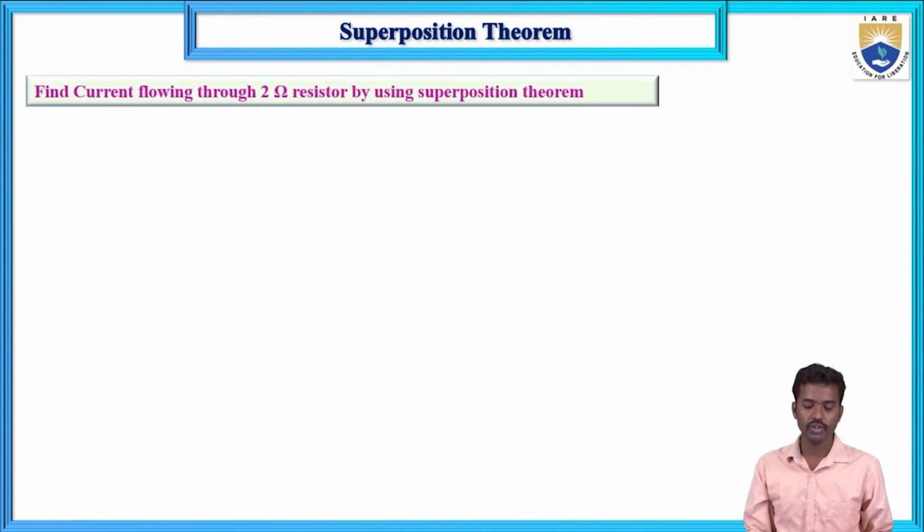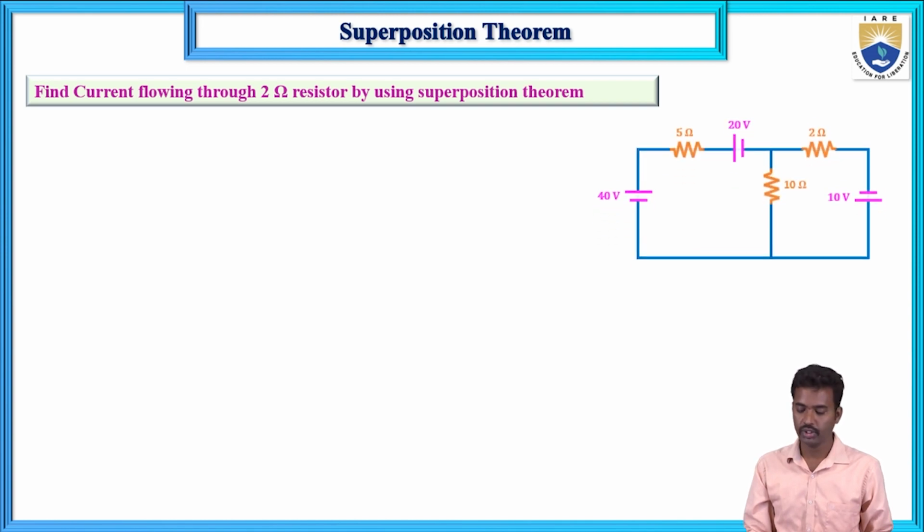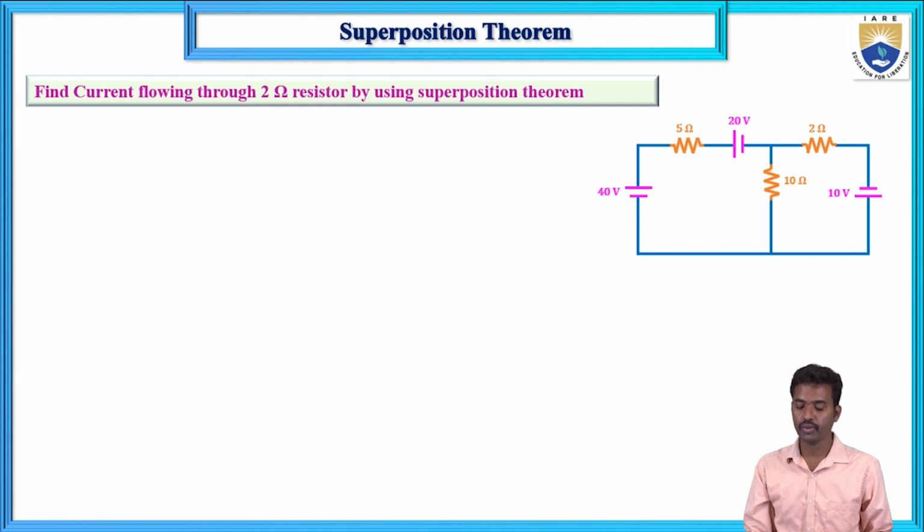Find out the current flowing through the 2 ohm resistor by using the superposition theorem. Here there are 3 sources: 40 volts, 20 volts and 10 volts. Since there are 3 sources, we can apply the superposition theorem. The response is current, not power, and it is the 2 ohm resistor current, I2 ohms, that we are calculating using the superposition theorem.